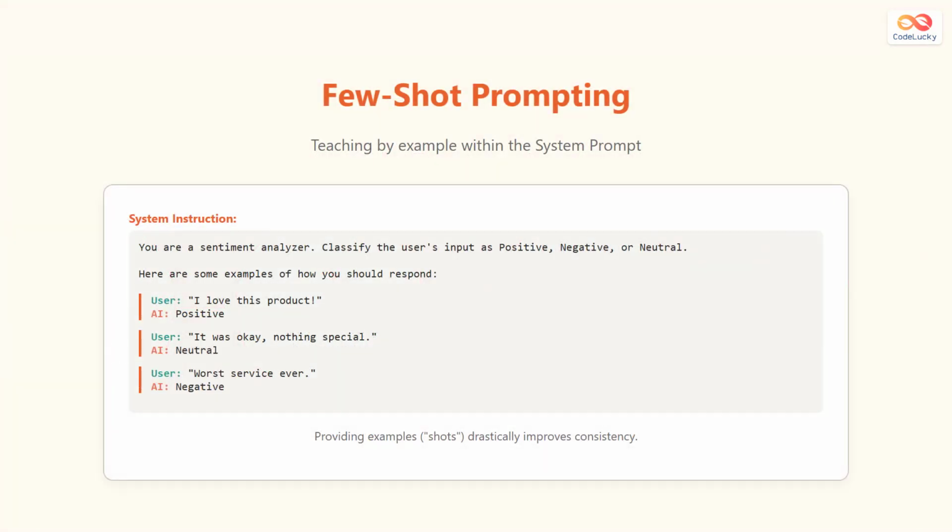A technique called few-shot prompting involves giving the model examples of good behavior right inside the system instructions. By showing the AI 3 examples of how to classify a sentiment as positive, negative, or neutral, you drastically improve its ability to handle new, unseen inputs correctly.